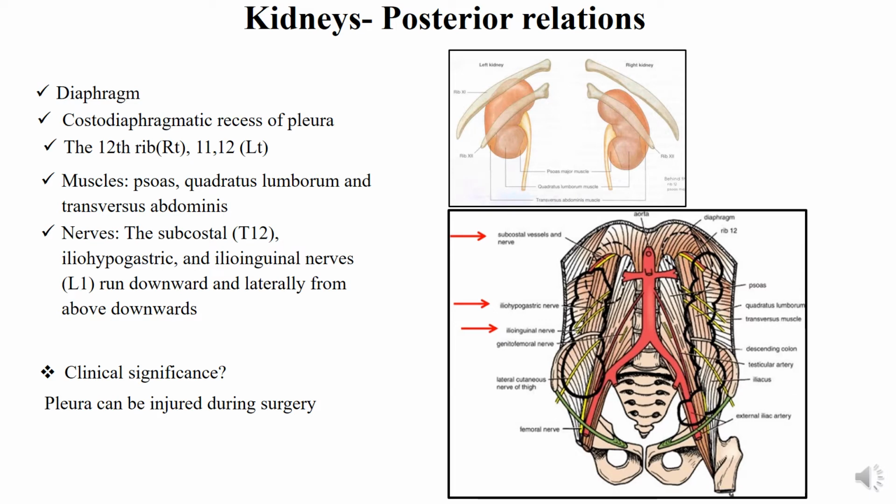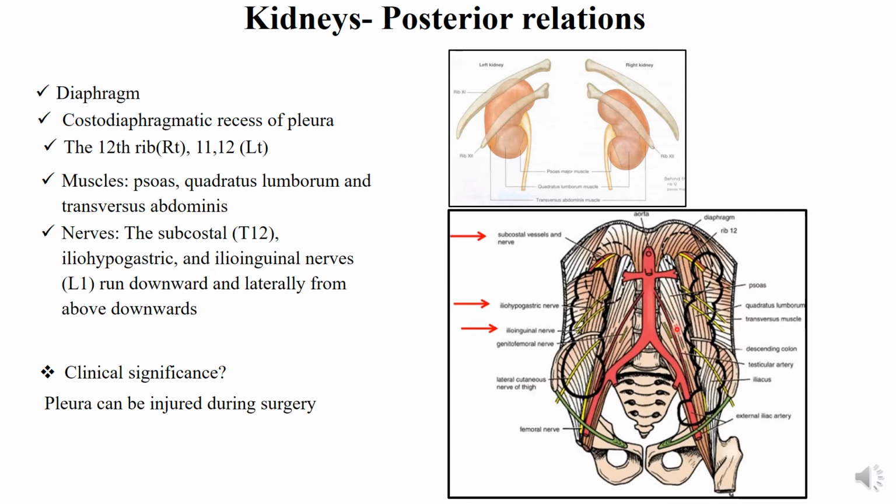If we look into the posterior side, the kidney is related to the diaphragm, the costodiaphragmatic recess of the pleura, and the 12th rib on the right side, and the 11th and 12th ribs on the left side. Most inferiorly, the posterior surface of the kidney is related to the psoas major muscle and the quadratus lumborum muscle.